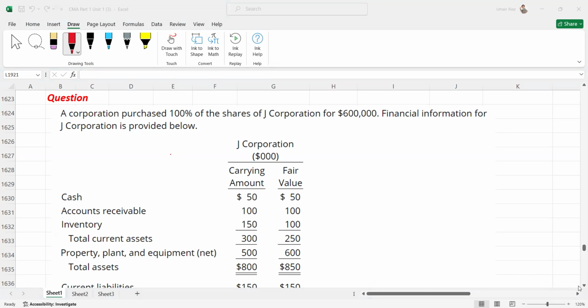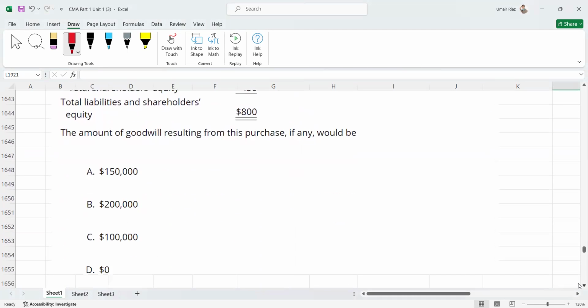So we have a first question. Let's read the requirement first. The requirement is we have to calculate the amount of goodwill resulting from this purchase, if any. So simply you have to calculate the amount of goodwill. Now let's read the question.